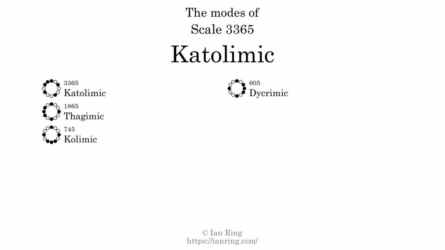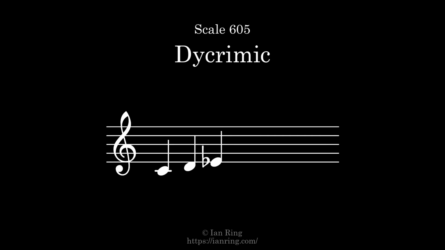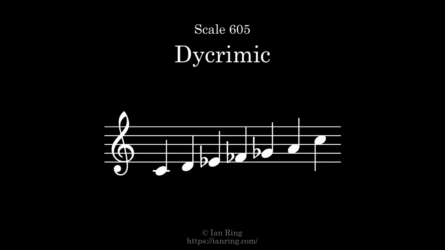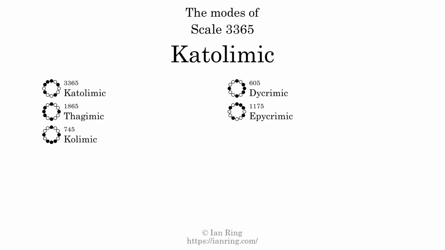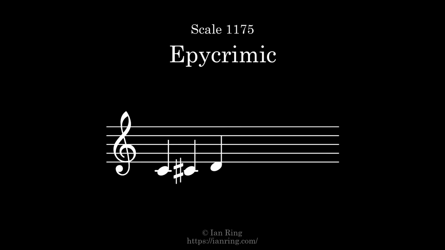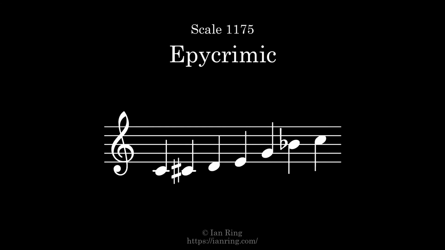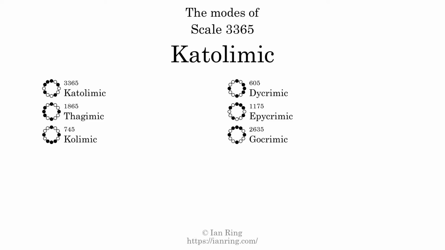The fourth mode is scale 605, also known as dichromic. It sounds like this. The fifth mode is scale 1175, also known as epichromic. It sounds like this. The sixth and last mode is scale 2635. Also known as dichromic. It sounds like this.